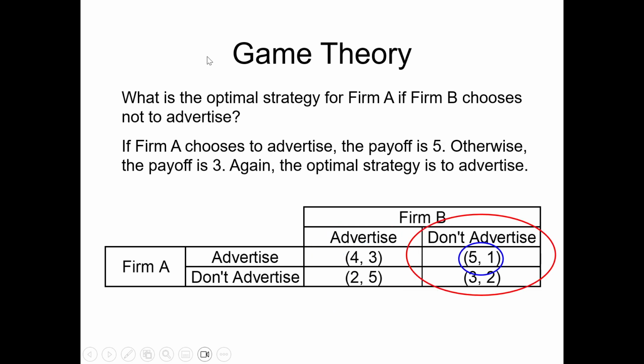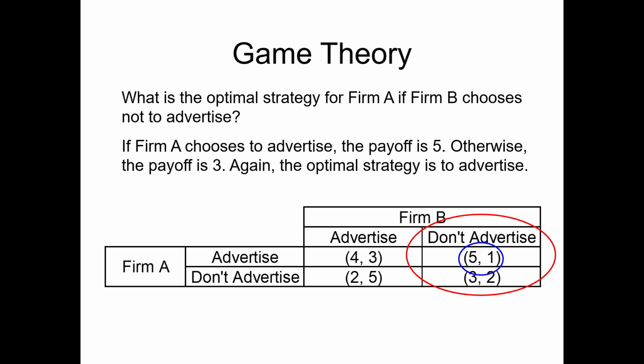Then the same diagram can be explained from the other point of view. What is the optimal strategy of firm A if firm B chooses not to advertise? In this quadrant you can see firm A advertises and firm B doesn't advertise. What will happen? If firm A chooses to advertise, the payoff here is 5. That is the maximum option. Otherwise, if they don't advertise, the payoff is 3. So again, if we compare both, the optimal strategy is to advertise.